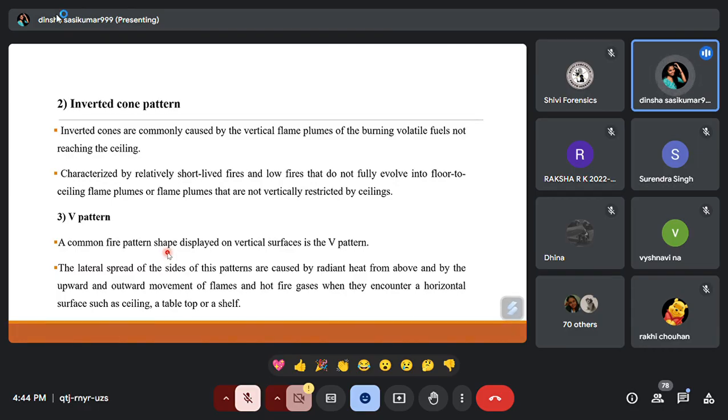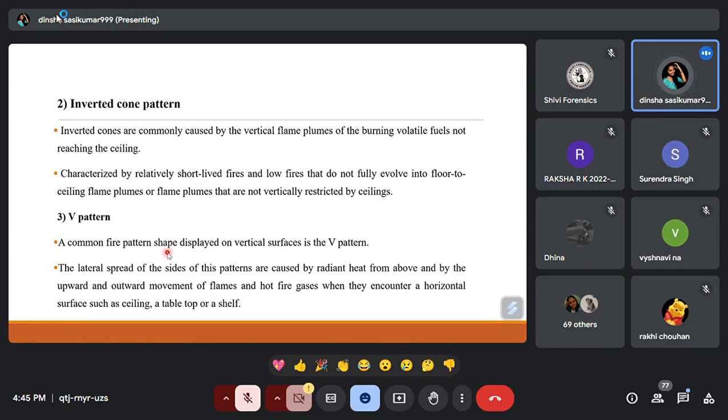The next important pattern is the V pattern. The V pattern is a common fire pattern. It will be in a V shape. It can be seen on vertical surfaces, and the arms of the V suggest the lateral spread of the fire. If we trace the V back to the corner point, the apex, we can find the point of origin.